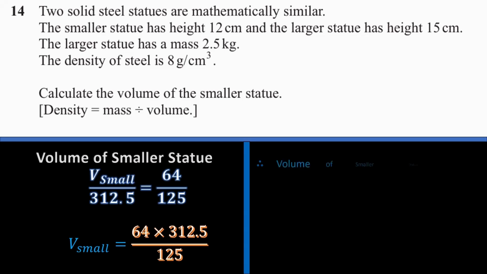If we clear this fraction, what will be the volume of the smaller statue? Can you guess? If you multiply 312.5 by 64 and divide your result by 125, what would be the final answer? The answer is 160 cubic centimeters, and that is the volume of the smaller statue.